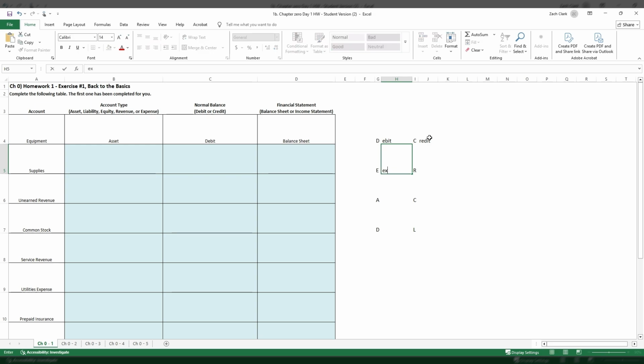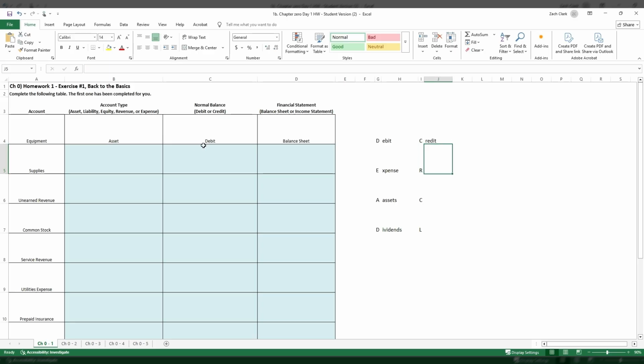But DEAD CLIC. It's a way for us to easily remember whether a certain account type is increased with a debit or a credit. And when we say which is increased, that's just another way of saying what is the normal balance of that account. So if it increases with a debit, that means that assets have a debit normal balance. So let me just fill this in real quick.